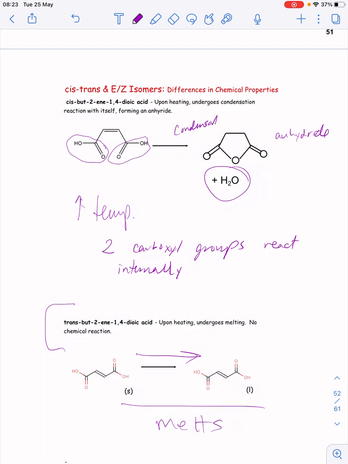So it's kind of a random example, but the idea of it is that depending on the orientation, cis versus trans, things oriented in the same direction versus across from each other, that can influence and differentiate how things will behave chemically, how they will react. And so this is just one example that they've chosen to highlight to show that that difference is possible.